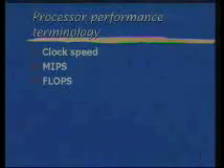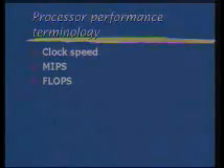Well, there are 3 basic performance criteria associated with the processor. They happen to be clock speed, MIPS, million instructions per second, and the third one happens to be FLOPS. Well, what is the significance attached to all these terms? One of the terms we quite often use for any processor is the clock speed.